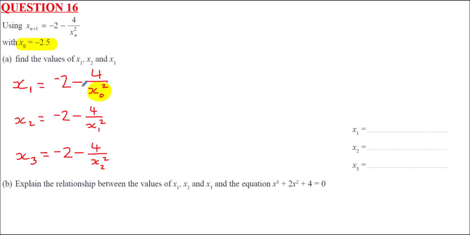So let's start off with what we have here for x1. So x1, we're told the value of x0 to pop in. If this is confusing you, bear with me, I'm going to show you a different method in a moment. So it's minus 4 divided by minus 2.5 squared. Now be really careful, because it's a negative, put it into brackets, and then square.